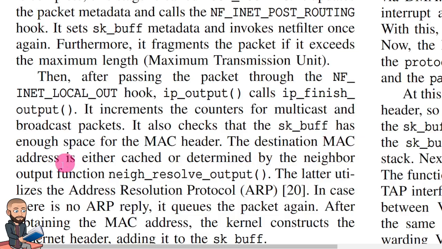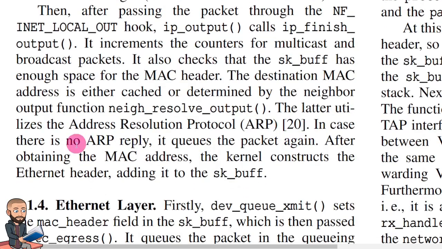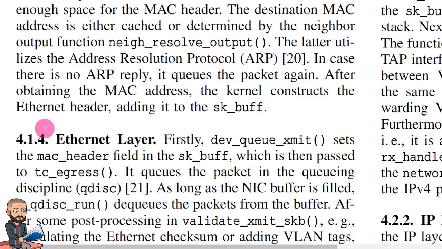The destination MAC address is either cached or determined by the neighbor output function called neigh_resolve_output, neigh as in neighbor. The latter utilizes the address resolution protocol, ARP. In case there is no ARP reply, it queues the packet again. After obtaining the MAC address, the kernel constructs the Ethernet header, adding it to the skbuf.